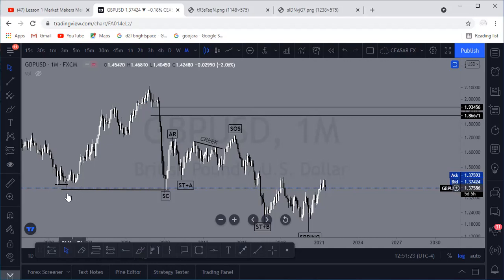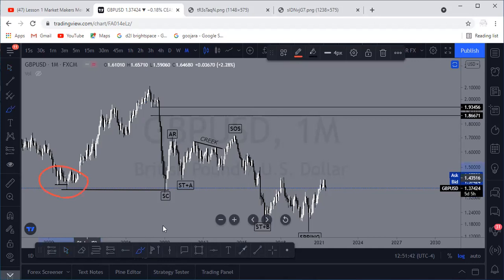Now, you can see that after grabbing the sell stops, the market went to the upside like this for a very long time. So what does that mean? Let me try to talk about this scenario only, which is this one.